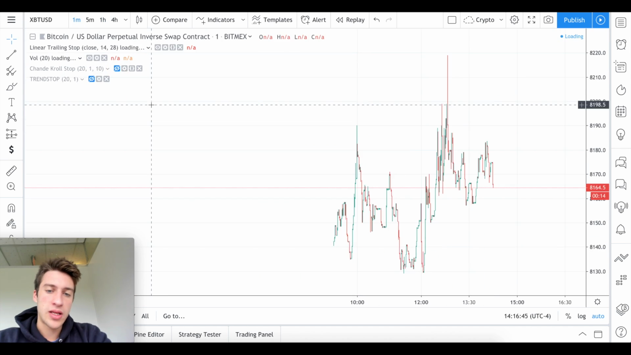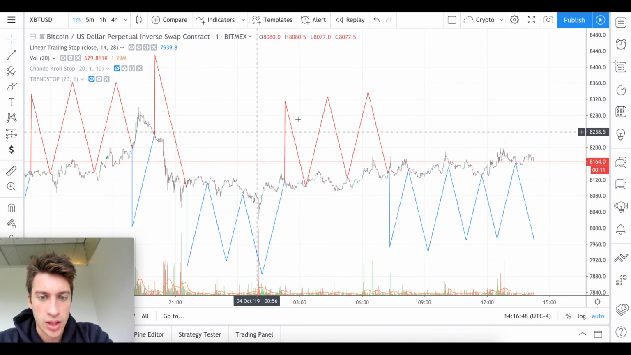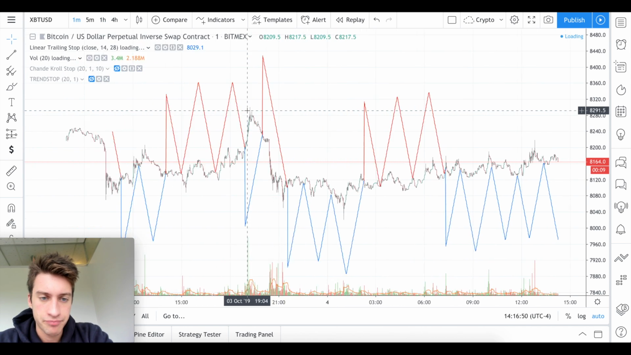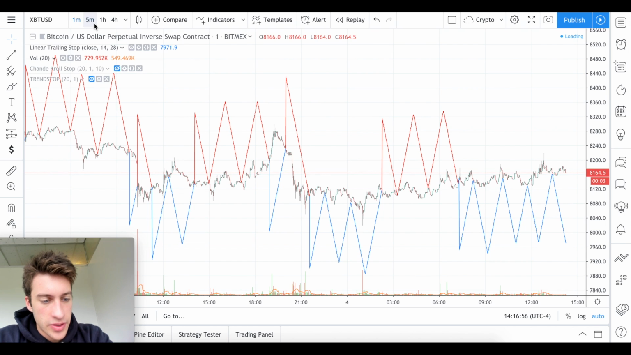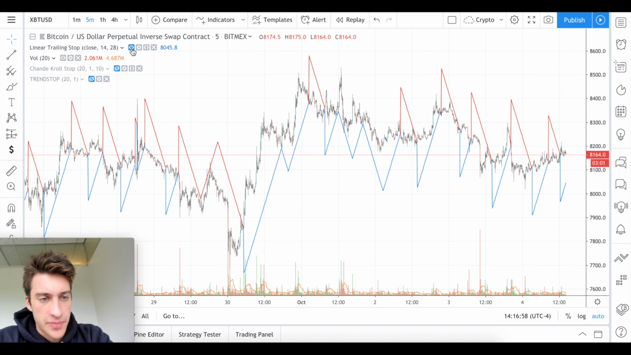And if you go in the 1 minute, you may need to make your values a little bit different as well, as you can see here. Because on the 1 minute time frame, this stop loss indicator is really just all over the place. That's why I'm focusing primarily on the 5 minute.